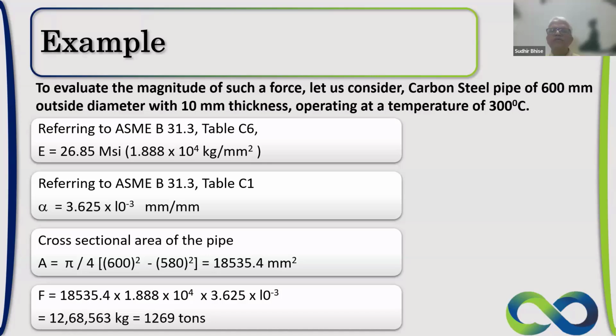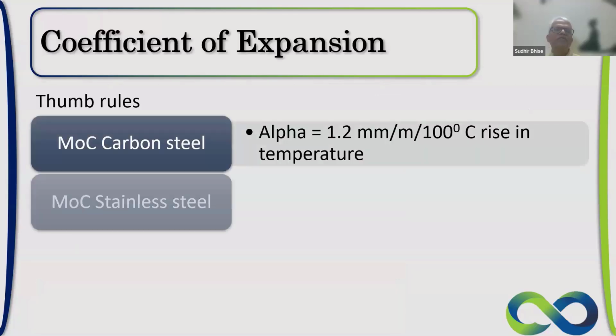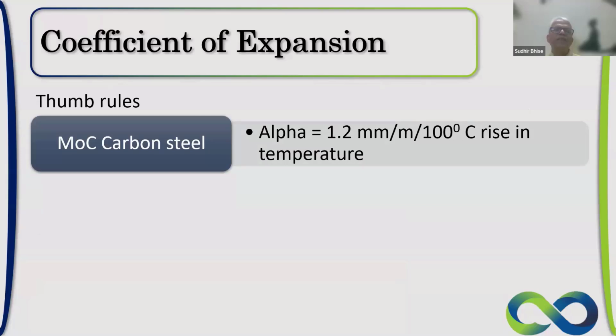Now, if you have some system on your table, and you want to calculate on your own, just sitting at your table, and you don't have any code in your hand, we have some thumb rules available. So for carbon steel, the alpha coefficient of expansion is considered as 1.2 millimeters per meter per 100 degrees Celsius rise in temperature.